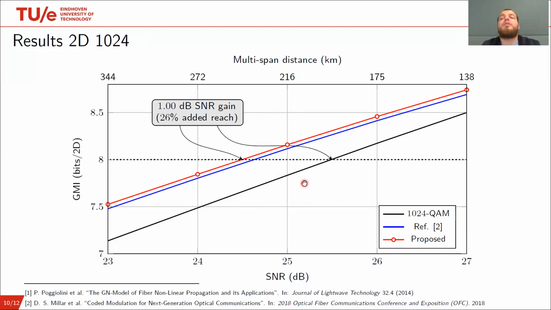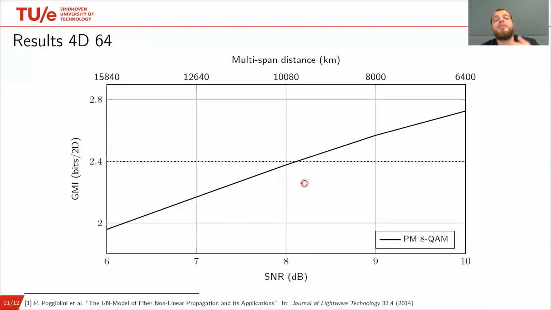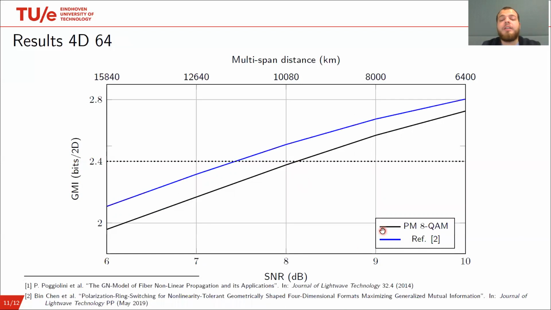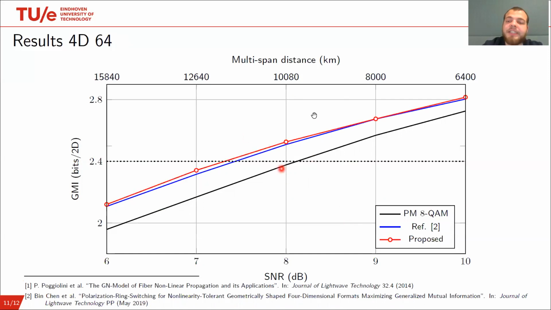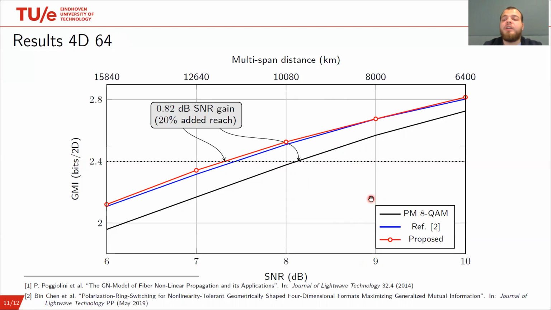Finally, we want to look at whether or not our method also works for constellations of higher dimensionality, so we decided to run the optimization for four-dimensional constellations of size 64. The black line over here is a two-dimensional constellation, the PM8 QAM constellation. The blue line over here is a state-of-the-art constellation as proposed by Bin et al. And the red line over here is our proposed method. And indeed, even for higher dimensional constellations, we still get a significant gain compared to the standard constellation and a slight increase compared to state-of-the-art methods.